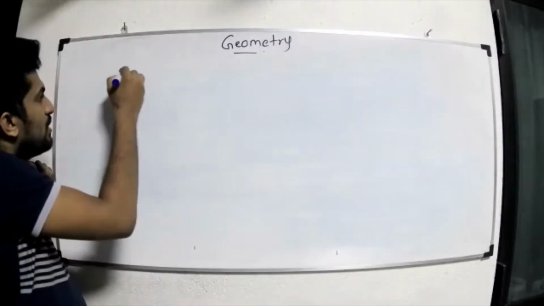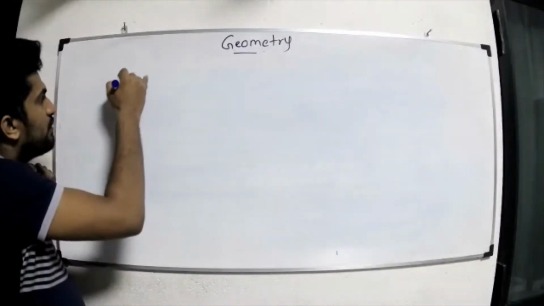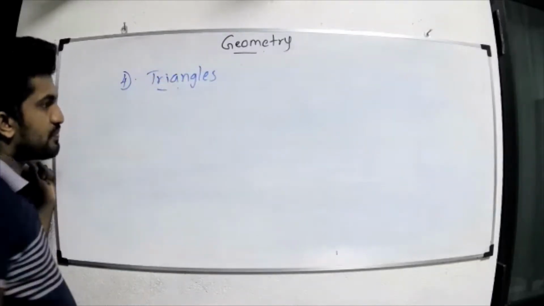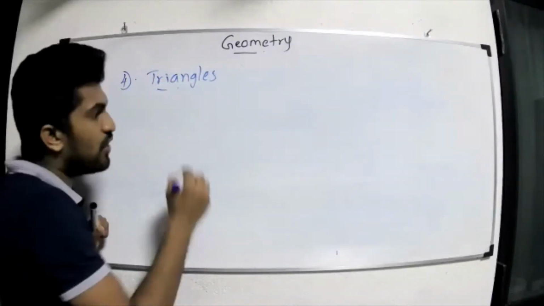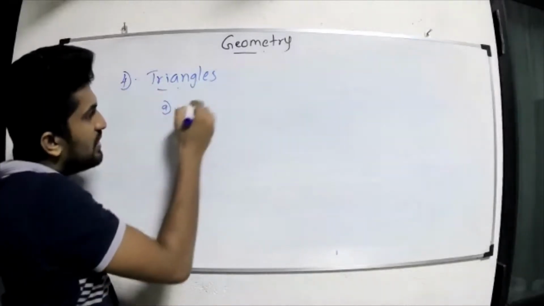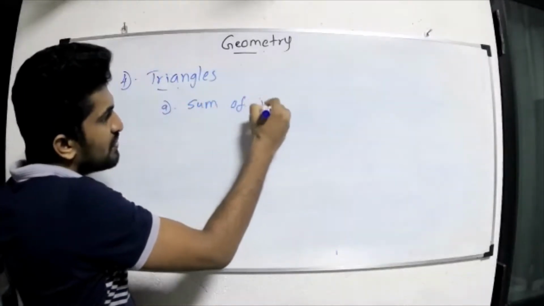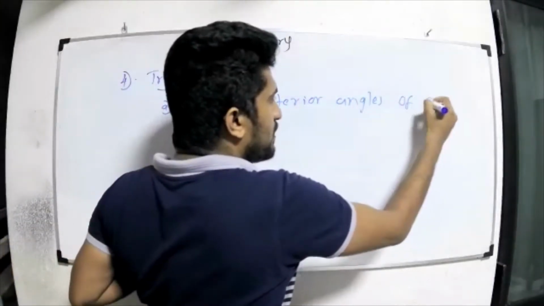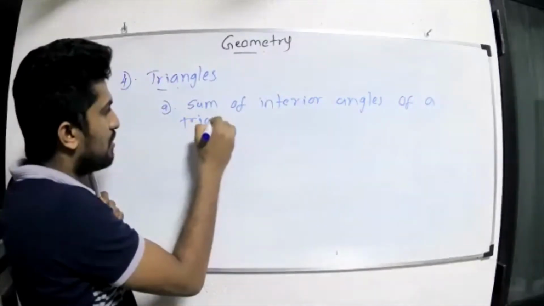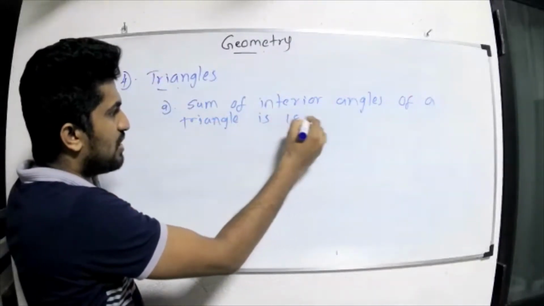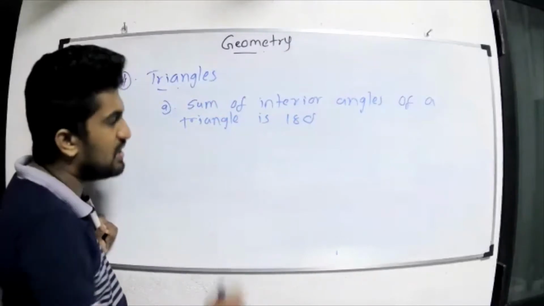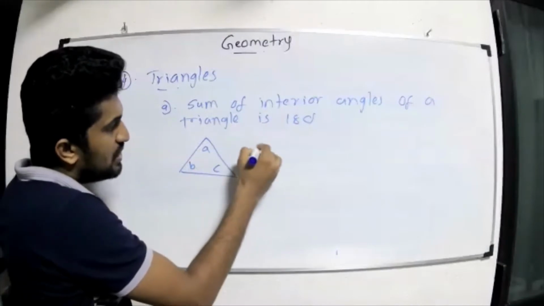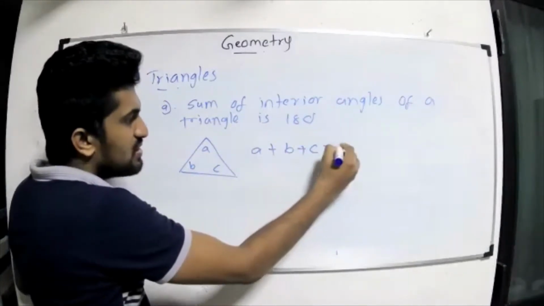So next one, third one, the fourth one. I have to go to triangles. In the triangle part, first you have to learn about the sum of interior angles of a triangle. The sum of interior angles of a triangle is 180. If I consider a triangle, if this is A, B, C, then A plus B plus C equals 180.